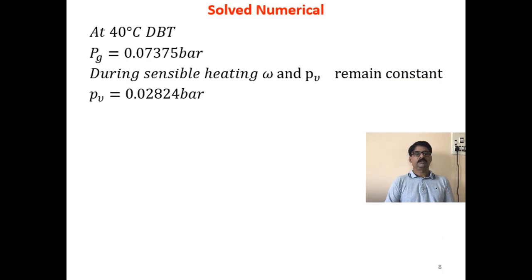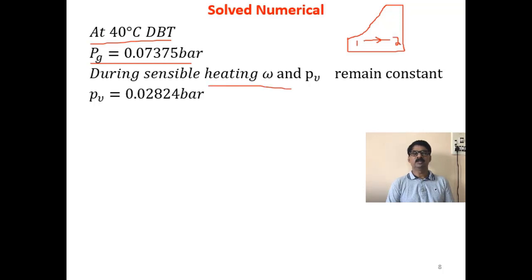Now at 40 degrees Celsius DBT, because it is heated to 40 degrees Celsius, it is the final temperature. So at 40 degrees Celsius, if I observe the steam table here, the partial saturation pressure PG is 0.07375 bar. Also, all of us know that during sensible heating, suppose I show the process on the psychrometric chart, this heating process. Now this is your skeleton of the psychrometric chart. So this is the process. This is state 1, this is state 2. So it is sensible heating.